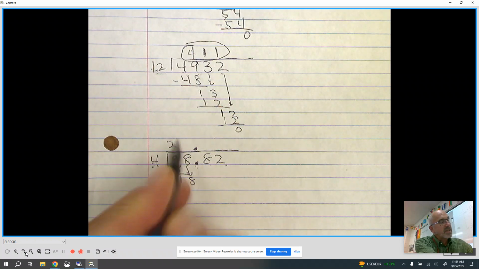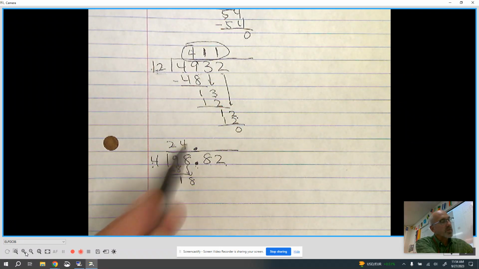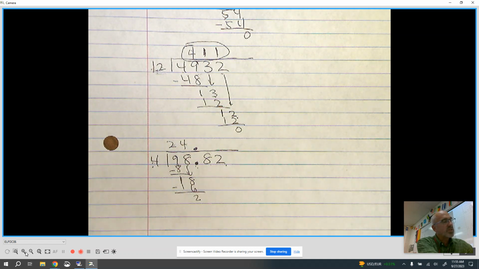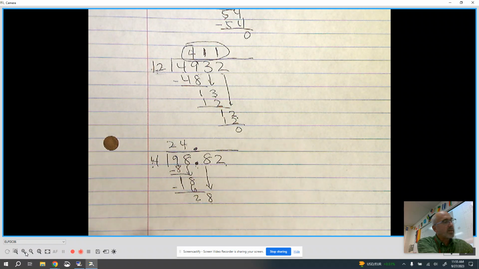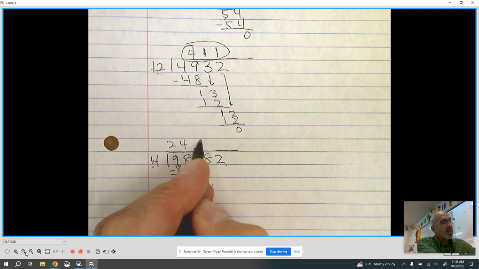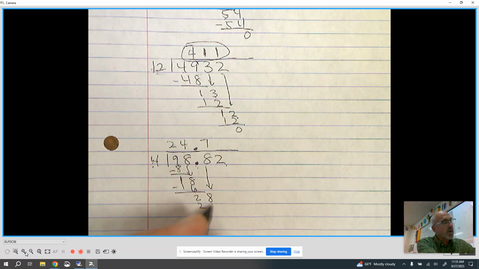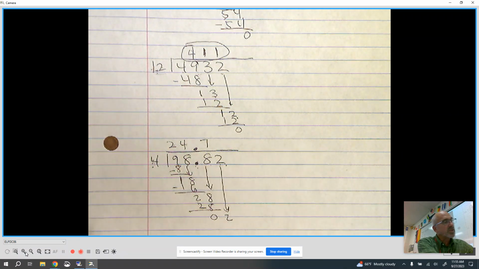4 goes into 18 4 times. 4 times 4 is 16. When we subtract, we get 2. Don't worry about that decimal right there. We're just going to forget about it. We bring down the 8. 4 goes into 28 7 times. 7 times 4 is 28. When we subtract, we get 0. Now, don't be fooled. Just because we got 0, we're not done. We still have this 2 here. So we bring that 2 down.